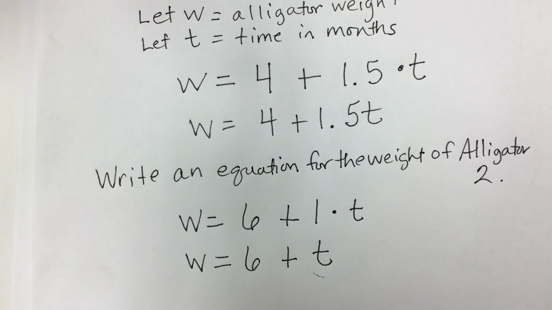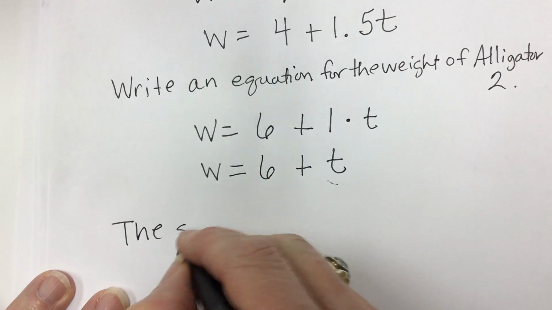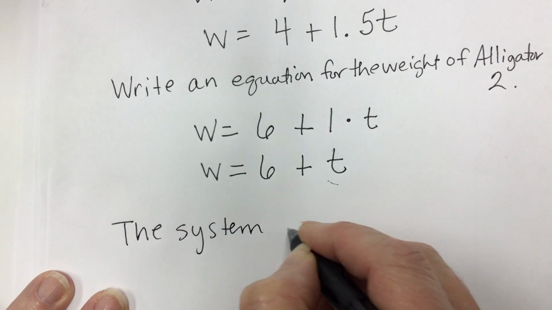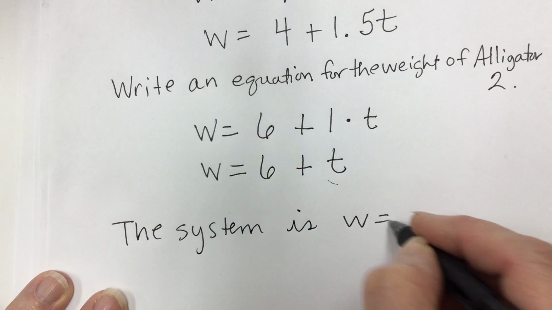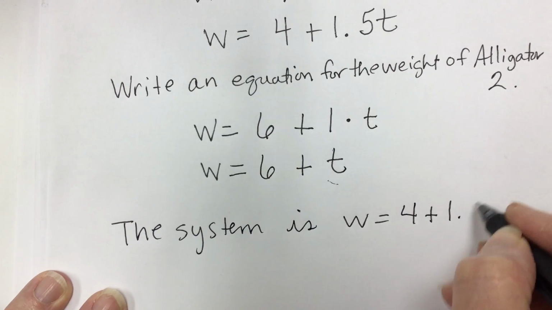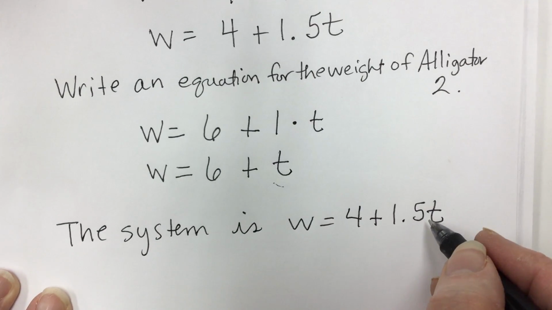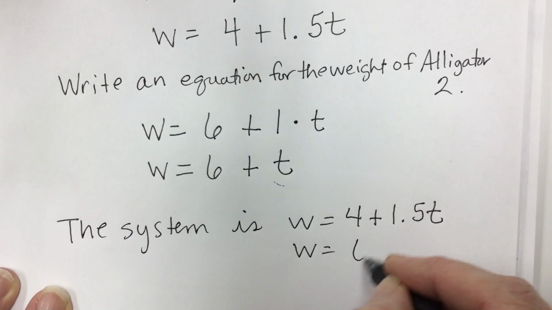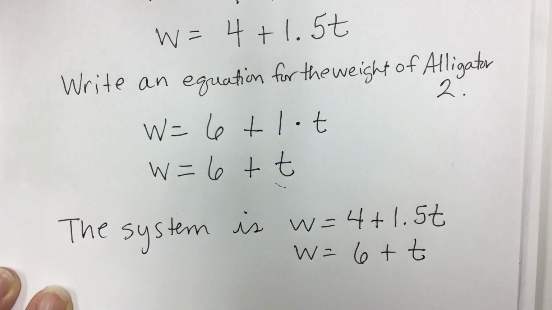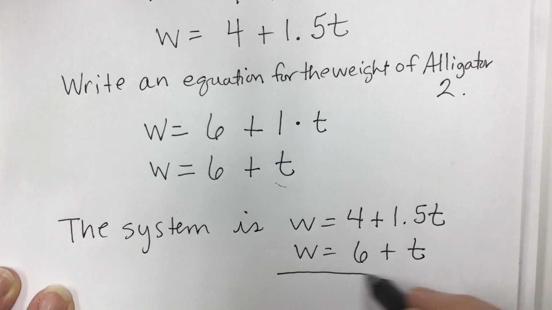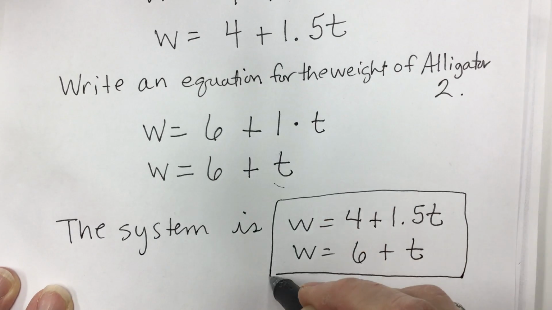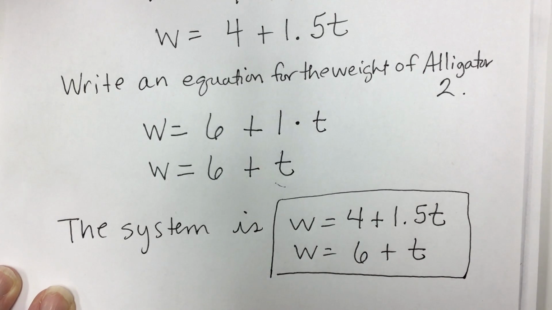So the two equations that would form the system are W equals 4 plus 1.5T, that's for alligator 1, and W equals 6 plus T for alligator 2. So this is the system that the biologists could use to compare the weights of the alligators.